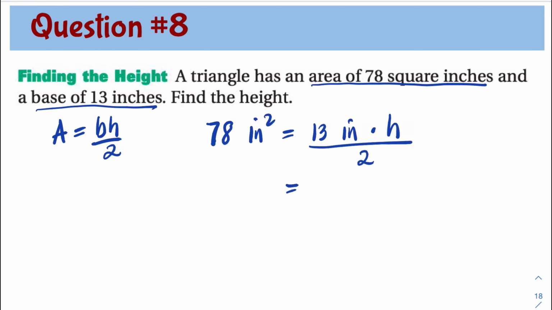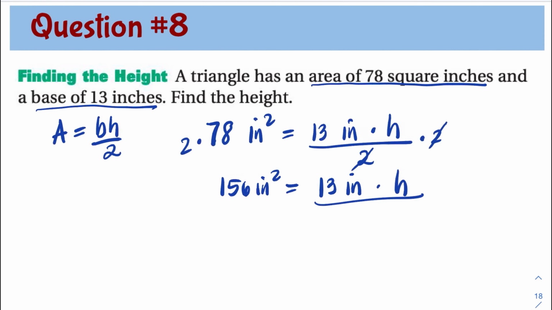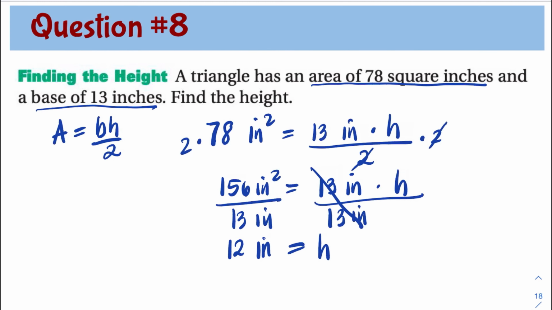So now we will multiply both sides by 2. If we multiply 78 times 2, that's 156 inches squared. The right side is just going to be 13 inches times the height, because 2 divided by 2 is equal to 1. Now we can divide both sides by 13 inches. So now simplifying 156 by 13, that is 12. So the height is equal to 12 inches.